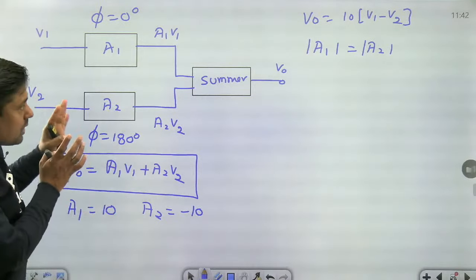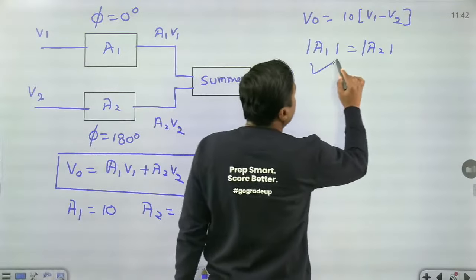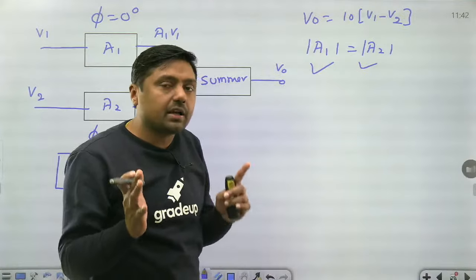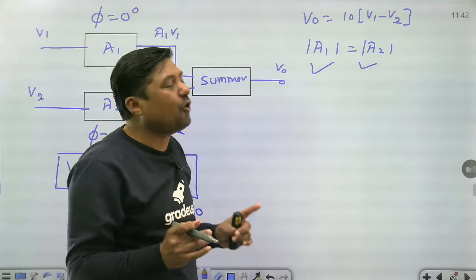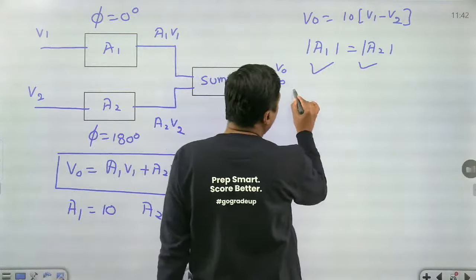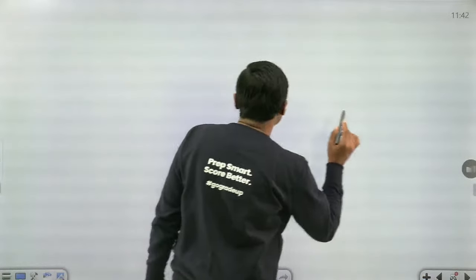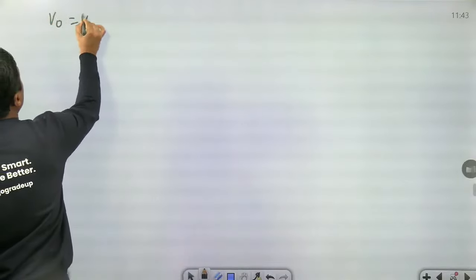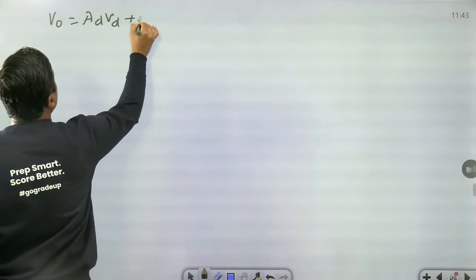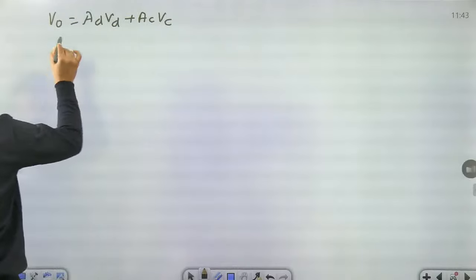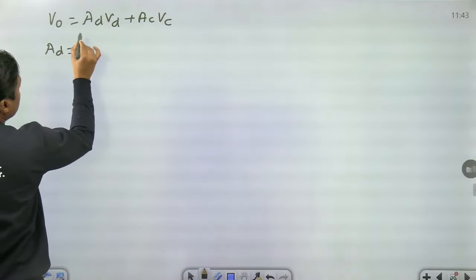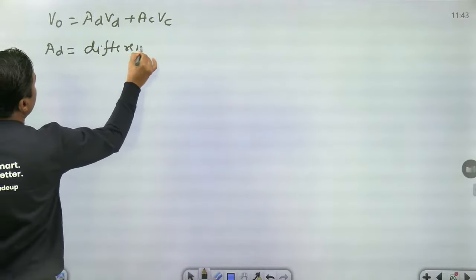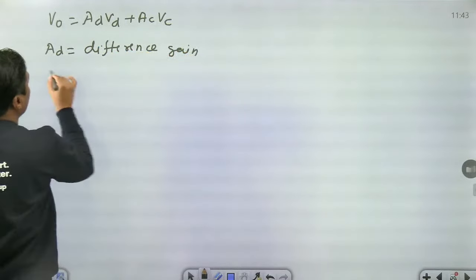Practically it is not possible to make A1 equal to A2, and that's why we are facing a problem. So what is the practical formula? The practical formula for the differential amplifier is V0 equal to AD VD plus AC VC. Here AD is the difference gain, and AC is the common mode gain.